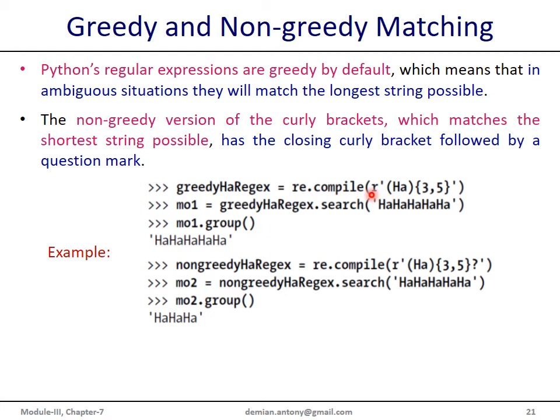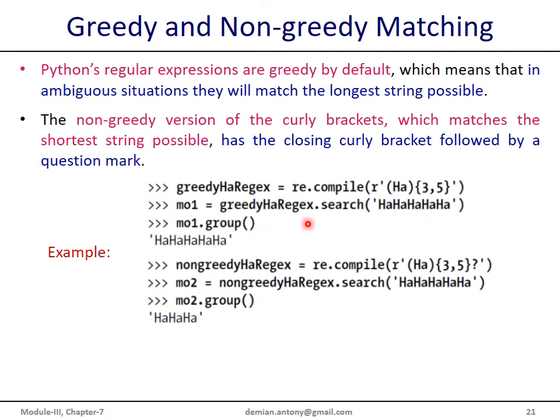Here we have written a regular expression with a group HA which repeats either 3 times, 4 times, or 5 times. There is an ambiguity. If you have a string having HA 5 times, whether to extract HA 3 times or 4 times, or the largest, 5 times. The greedy nature of the regular expression will retrieve the longest string, because there is an ambiguity of matching 3 repetitions, 4 repetitions, and even the longest match.